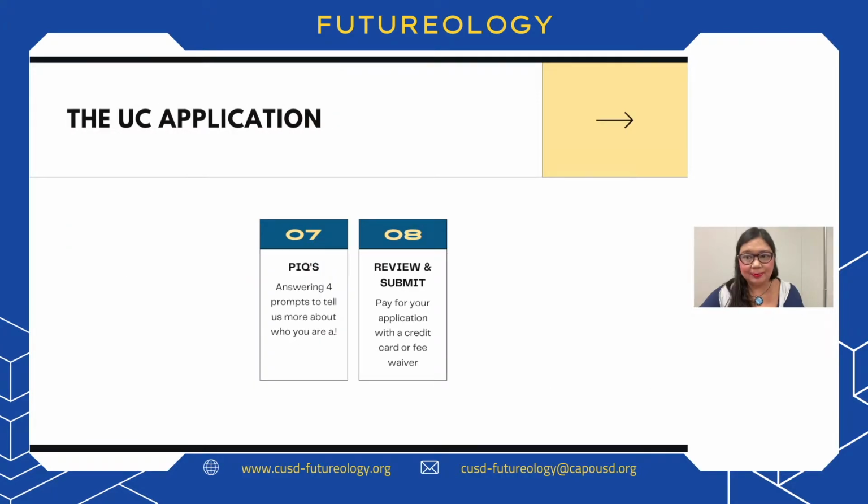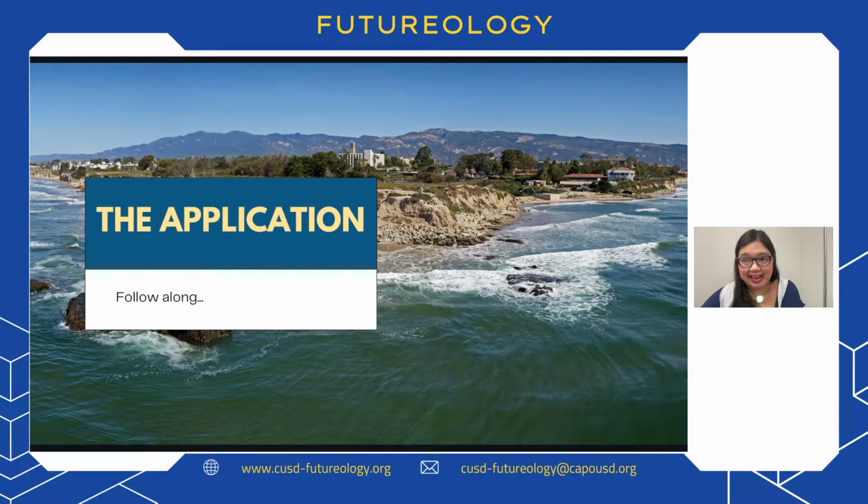The next section is the PIQs. This is better known as the essay section of the UC application. You'll answer 4 prompts, and this gives the UC admissions readers a better sense of who you are. And the final step, you'll be given a chance to review your application. So you want to make sure that everything you entered in is correct. And also when you hit submit, you'll have the opportunity to pay your application with a credit card or a fee waiver.